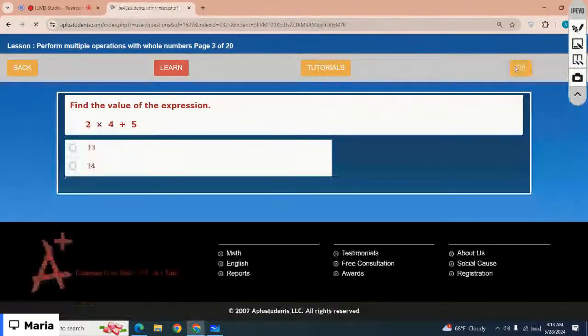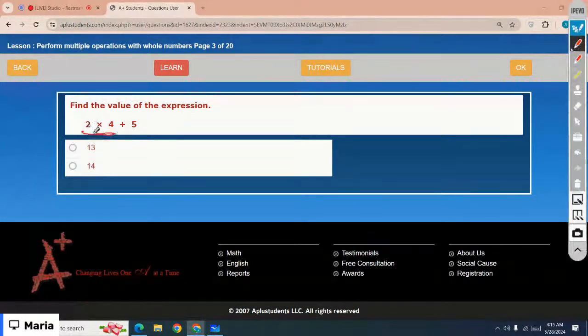Find the value of the expression. So which is the correct option? Again, you have multiplication and addition, right? You have to perform multiplication first because multiplication has higher priority. 4 times 2 is 8 and 8 plus 5 is 13. The correct option is 13. Got it?